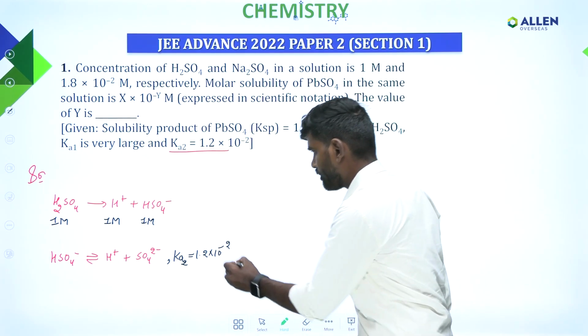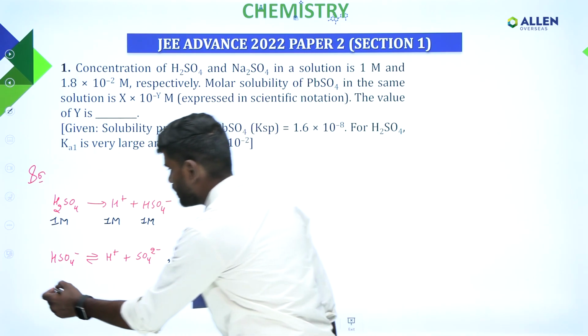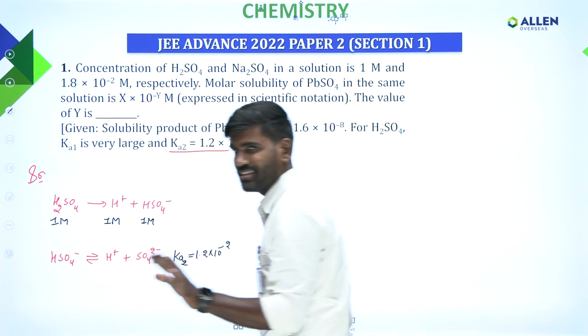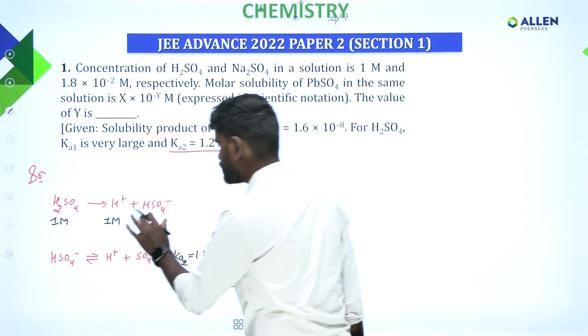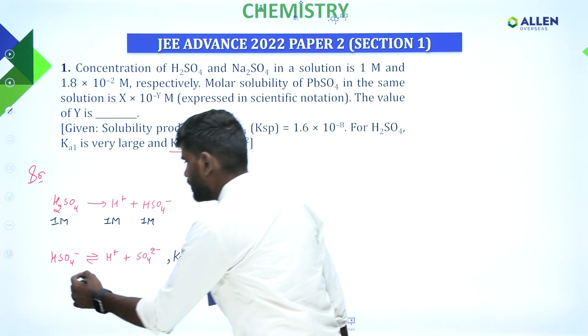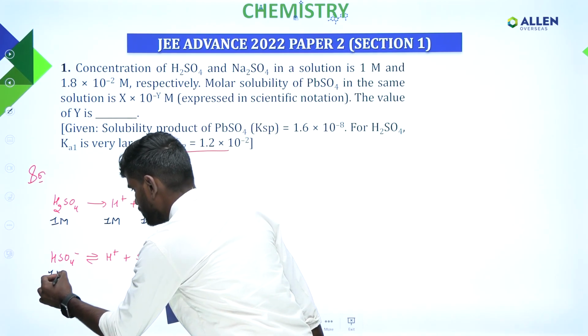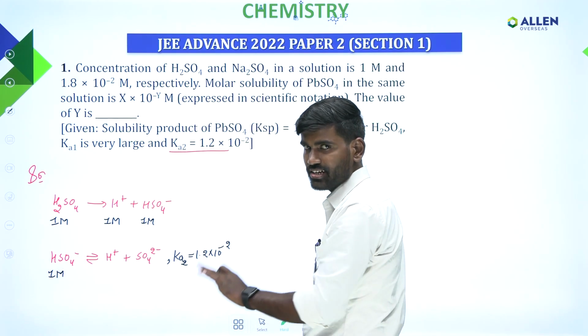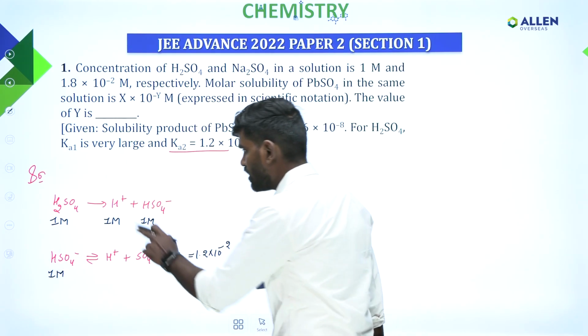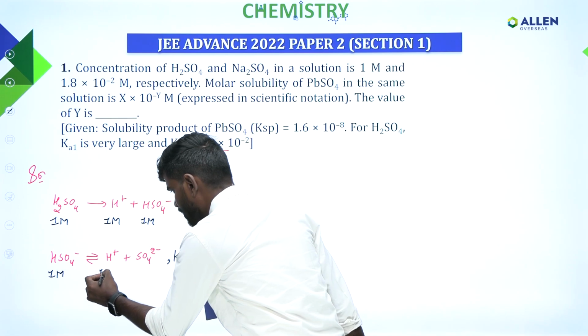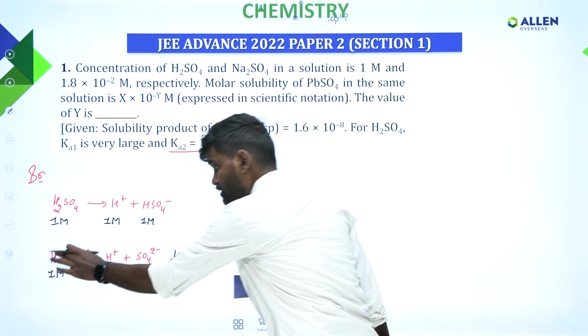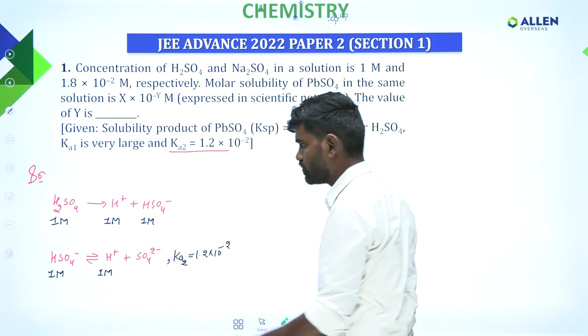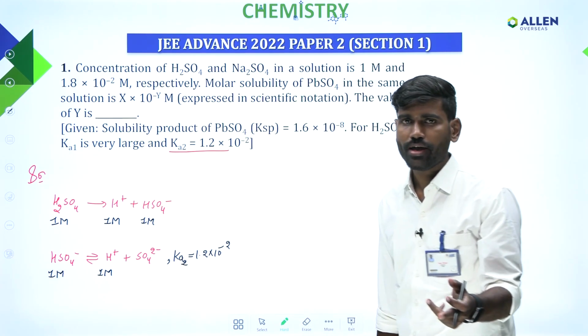Now, let us write what is happening at the initial condition. Suppose I am considering that as the initial condition. Initially, how much HSO4 minus do I have? I have 1 molar HSO4 minus, when it has not gone into second dissociation. I have 1 molar H plus, right? When this dissociation has not occurred, I am considering that situation. And how much SO4 2 minus do I have in the solution?